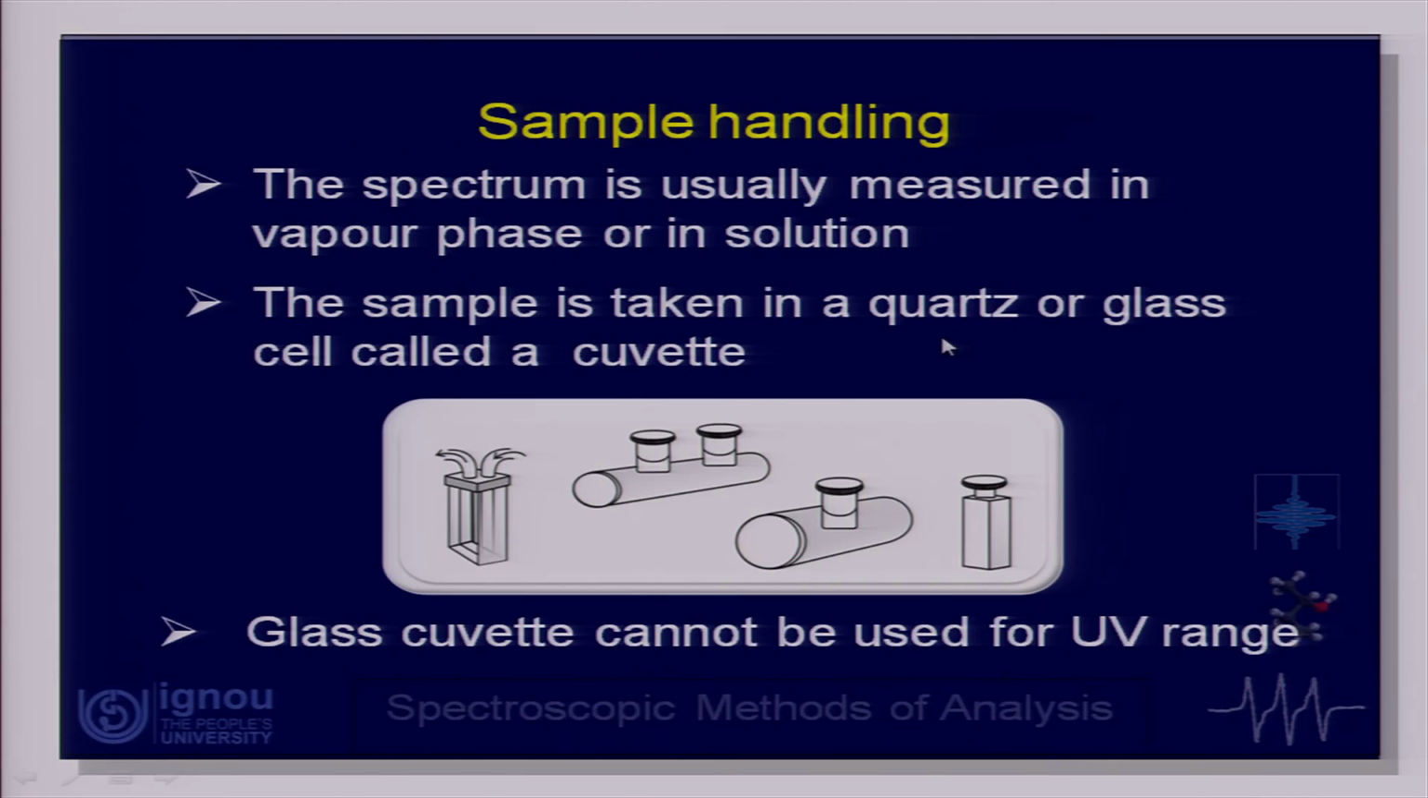However, for visible range measurements, I can comfortably use a glass cuvette, because glass cuvettes are much cheaper, whereas quartz ones are terribly expensive. So, one has to make a choice. For routine measurements in the visible range, we can comfortably use glass cuvettes. Yet another thing we need to know is what kind of solvent we can use, because we are using a cuvette which could be glass or quartz.